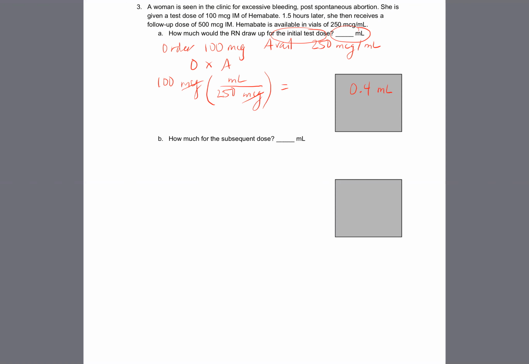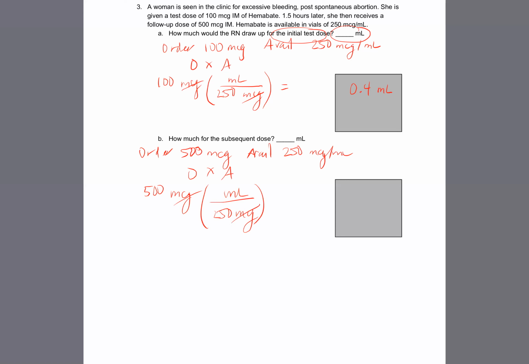mLs. The subsequent dose, the order is for 500 micrograms. The availability is 250 micrograms per mL. Order times availability. And you have 250 micrograms in the denominator, so the microgram units cancel, and you get 2 mLs.